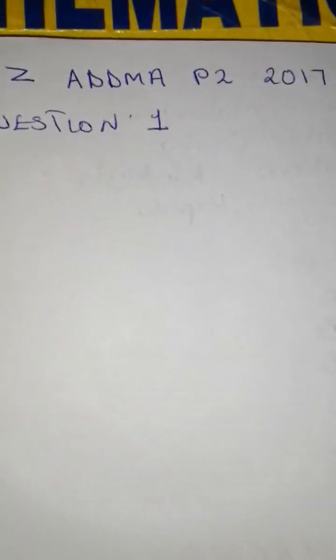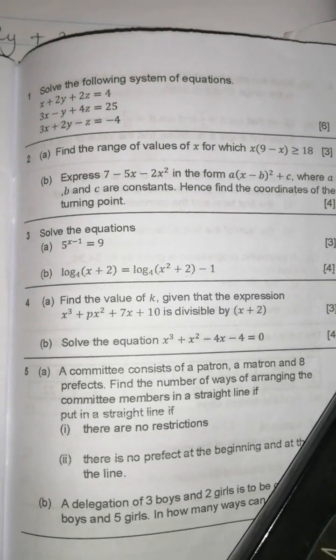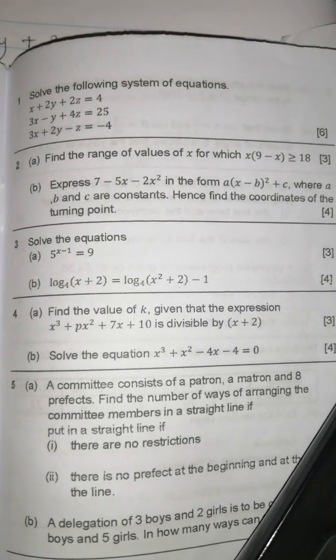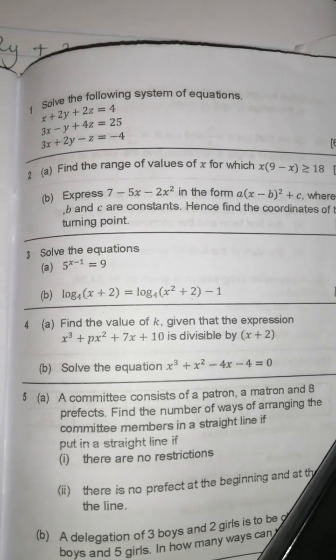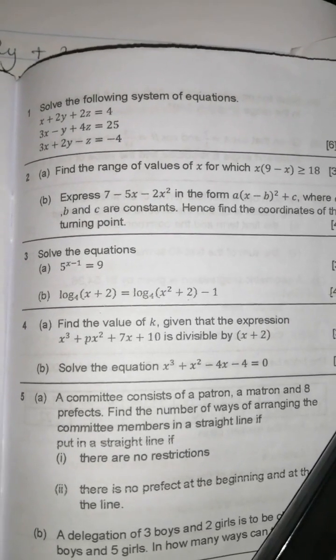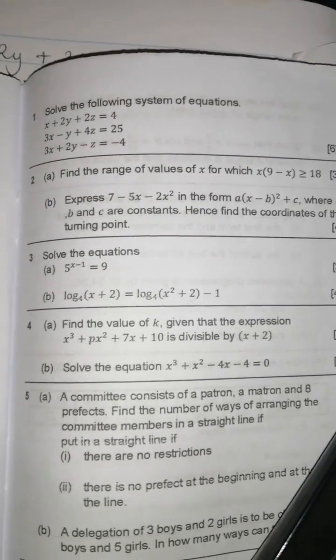Okay, so today I want us to look at a question from Addma, paper 2, addition mathematics. So we have ECZ Addma paper 2, 2017 August, question 1. Question says, solve the following system of equations. We have the first equation, x plus 2y plus 2z equals 4, 3x minus y plus 4z equals 25, 3x plus 2y minus z is equal to negative 4.